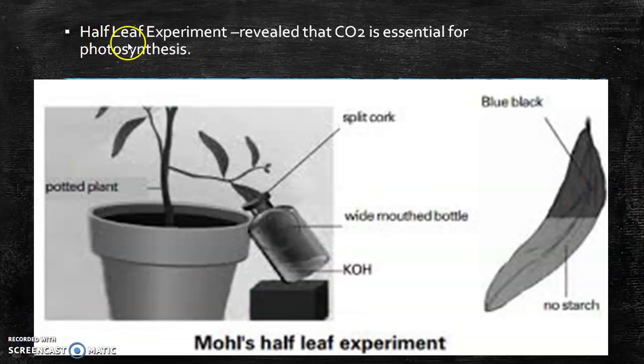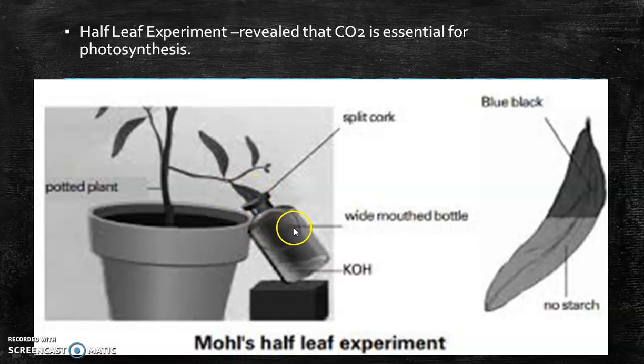And this is one more experiment, the half leaf experiment. This revealed that carbon dioxide is essential for photosynthesis. For this, a part of the leaf is enclosed in a bottle containing KOH, potassium hydroxide solution, and half of the leaf is exposed to air.